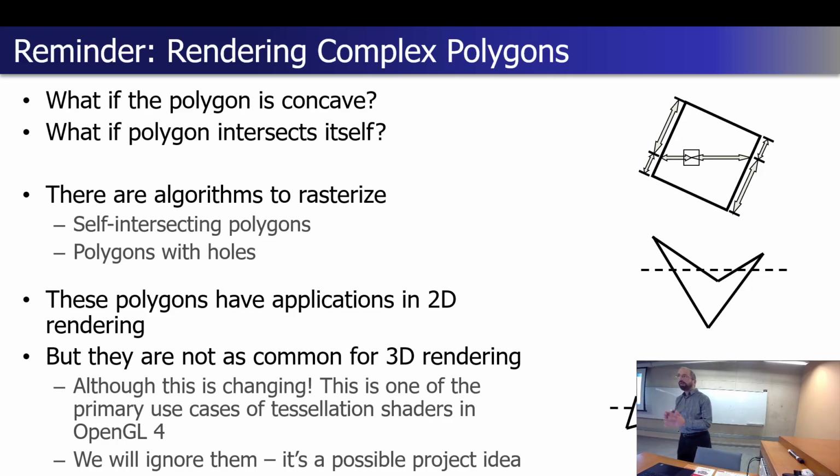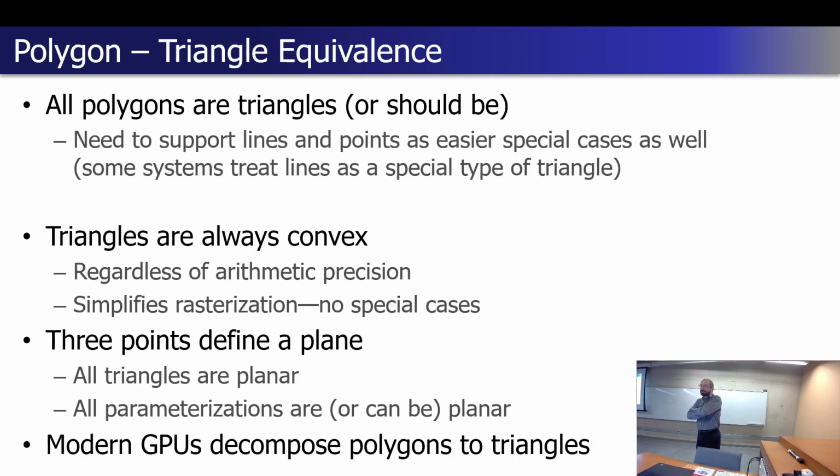Rasterization of things other than the MP2 rasterizer is a perfectly valid project idea. So polygon triangle equivalents. For the most part, our assumptions can be all polygons or triangles, or perhaps should be. Triangles are always going to be convex, and that definitely limits the amount of special cases of what our rasterizer has to handle. And it simplifies the type of algorithms we can apply for rasterizations.